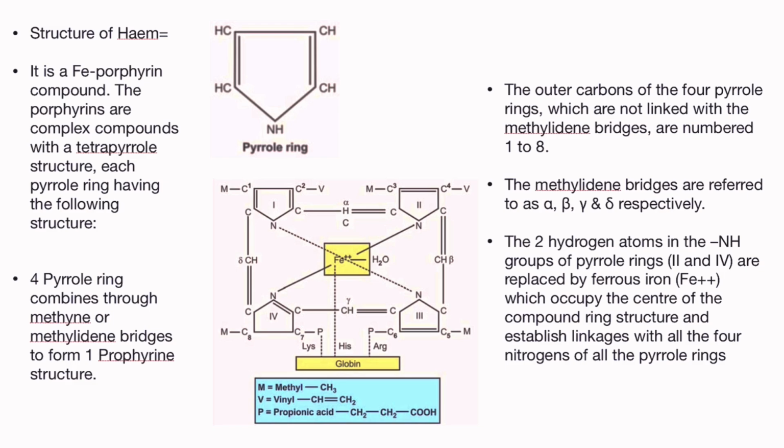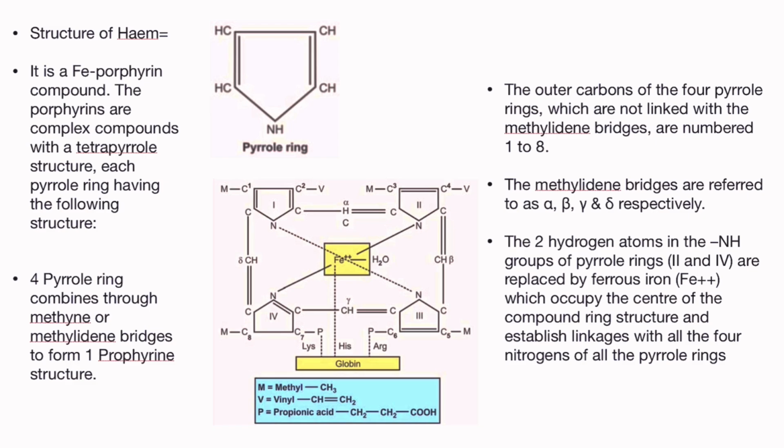So what is a porphyrin ring? Wait. This porphyrin ring is actually a complex compound with a tetrapyrrole structure, 4 pyrrole structures. Each pyrrole ring has the following structure. Look at the pyrrole ring in the photo above, okay? 4 pyrrole rings combine through methine or methylidine bridges to form one porphyrin structure, as you can see in this photo. And for extra knowledge, the outer carbons of the 4 pyrrole rings which are not linked with the methylidine bridges are numbered 1 to 8. Methylidine bridges are referred to as alpha, beta, gamma, delta respectively.